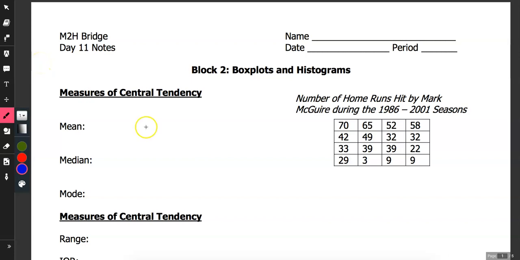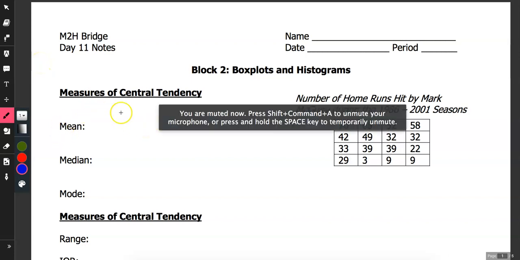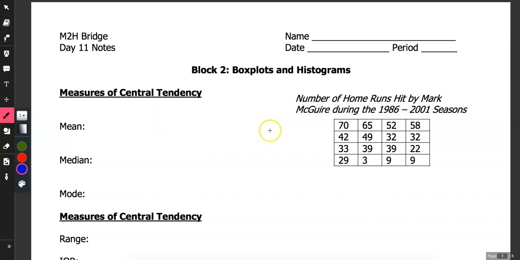All right, day 11, block 2. So we're going to get a little bit more into box plots and histograms. We're going to look at mostly how to do this by hand right now, and then in the next video we'll look at how to use the calculator.